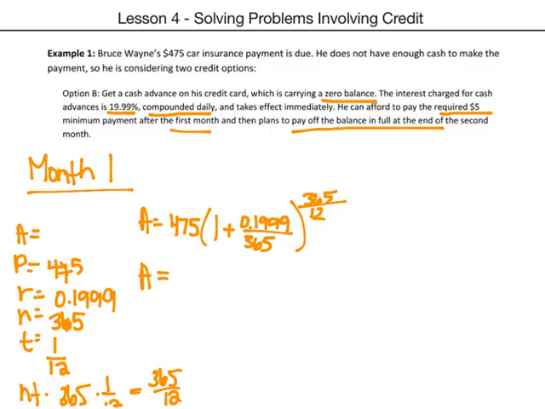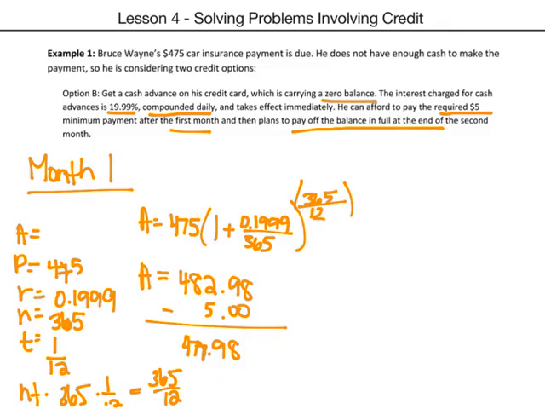So type this all into your calculator. When you do that exponent, you should be putting this in brackets into your calculator. And the number you should get is 482.98. And now after this month, he's paying $5, so we're going to minus a $5 payment. So now he owes $477.98.